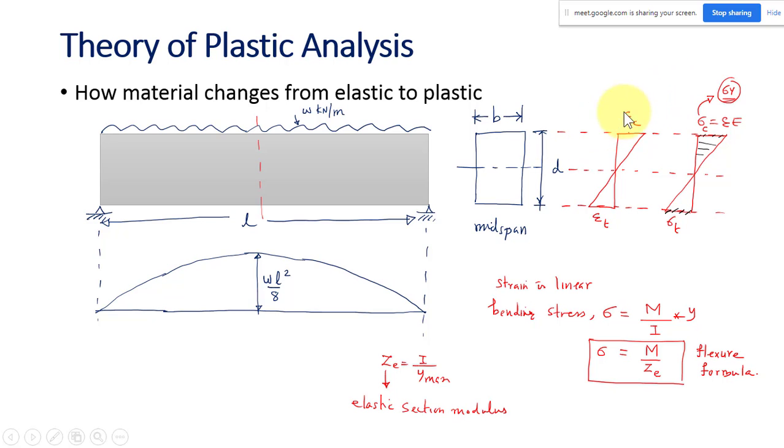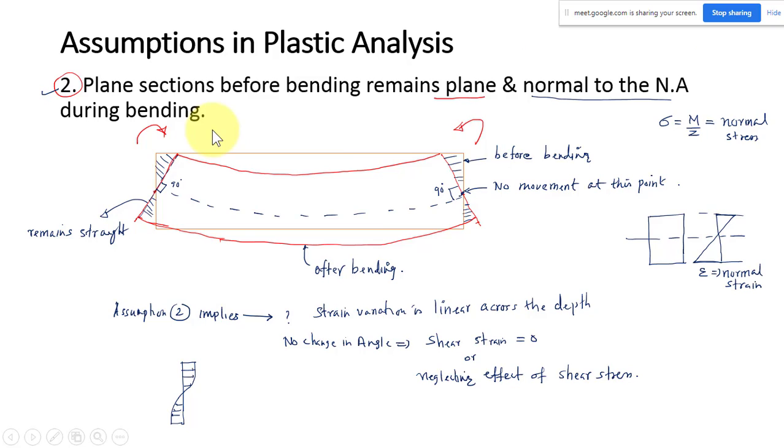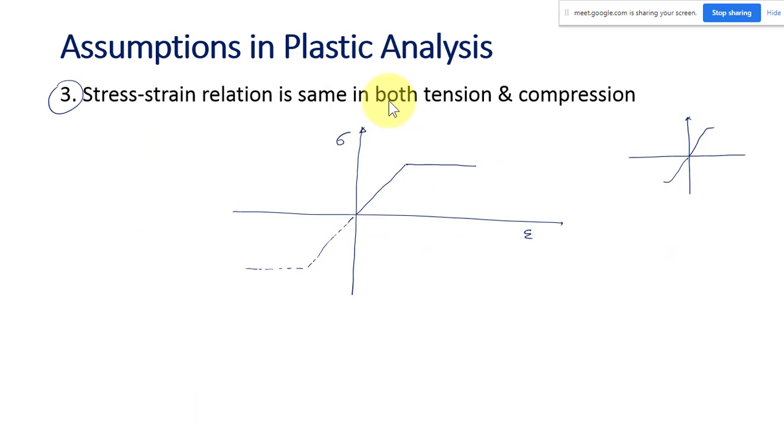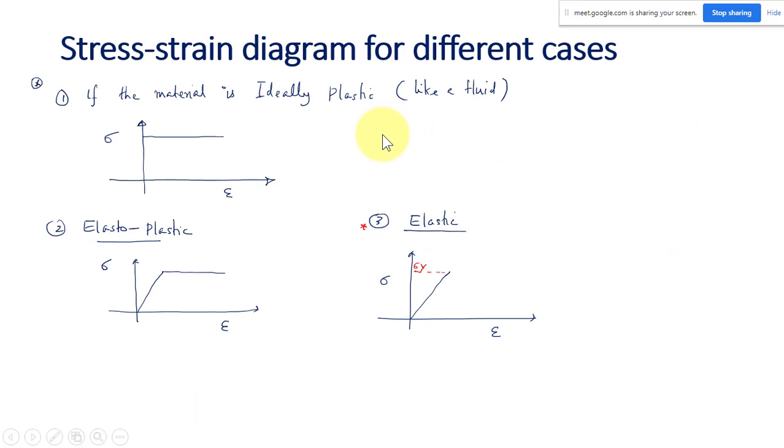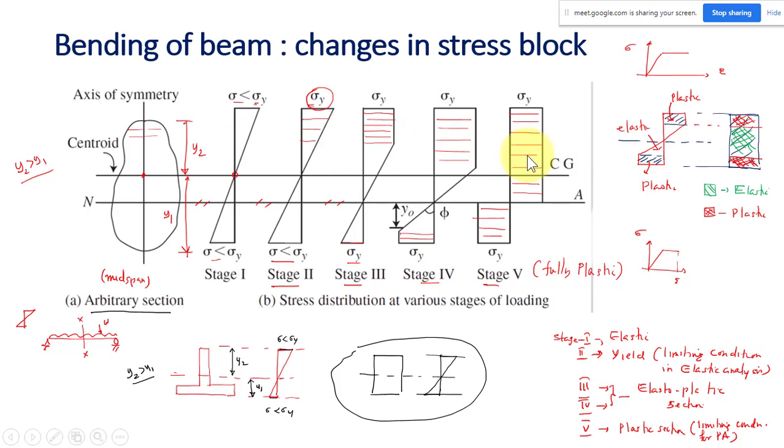So why is the strain linear in the plastic state? Because of our assumption. Assumption 2 says the plane section before bending remains plane and normal to the neutral axis during bending. This assumption is valid for both elastic as well as plastic analysis. Many times the question will ask for the stress diagram for the plastic state, and different options will be given, so you have to choose this one. The same question can be asked for the strain diagram for the plastic state, with different options given.